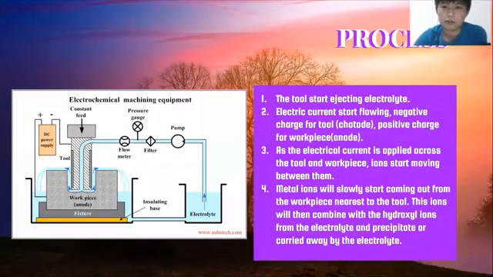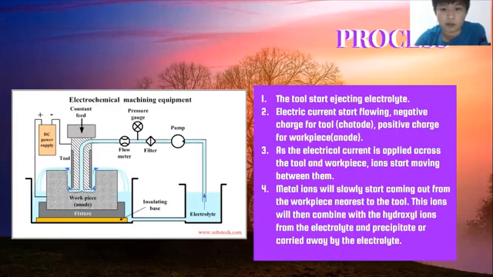So now we are going to talk about the process of the electrochemical machining. First of all, the tool will start ejecting electrolyte from the reservoir. Then electric current starts flowing. Negative charge is flowing through the tool, which is called cathode, and positive charge will start to flow to the workpiece, which will now be called anode.